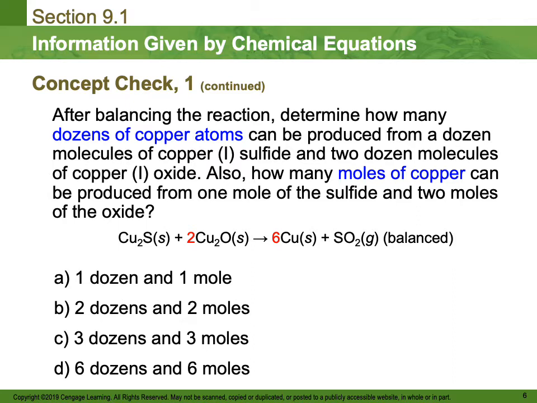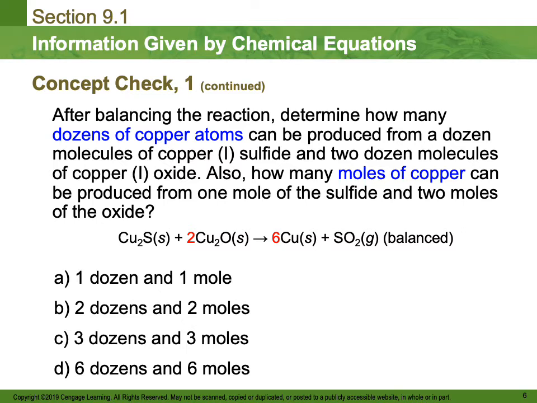If I start with 1, I would need 2 and 6. If I start with 1 dozen, I need 2 dozen, and I make 6 dozen. The second part of the question asks us to do this in terms of moles. Again, it's just a counted quantity. So instead of 1 molecule of copper 1 sulfide, I'm going to need a mole of that. 2 moles of the copper 1 oxide, and that gives me 6 moles of copper atoms.